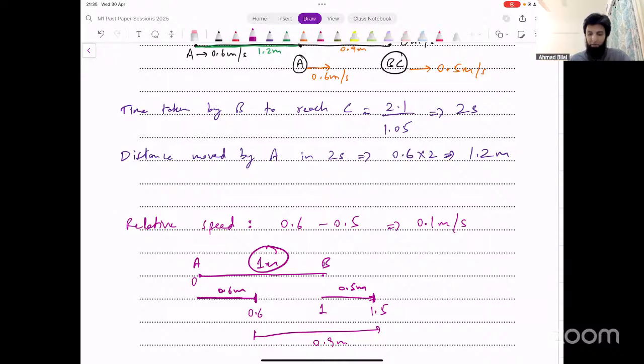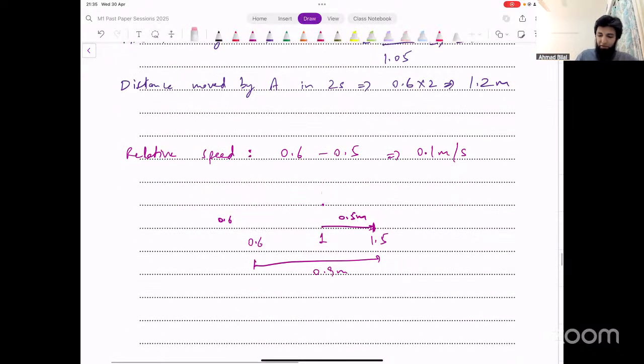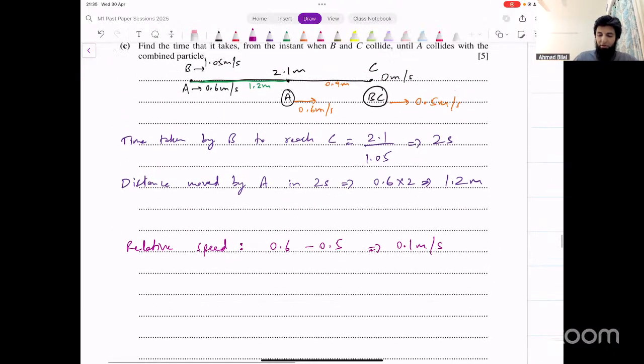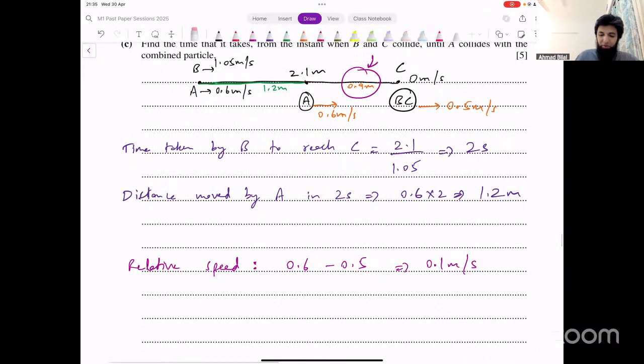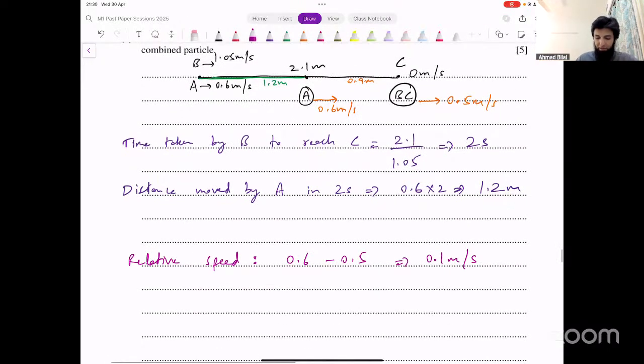Okay. So that's what we figured out. That's relative speed, 0.1 meter per second. And now, how much time do they take to catch up with each other? The distance between them is 0.9 meters. So what's the time taken then for this distance to be covered? Every second, only 0.1 meter is covered. So the time taken is going to be distance over the speed. Distance is 0.9 divided by the speed, that's 0.1, and that gives us 9 seconds. And that's our final answer. That's what we were looking for.